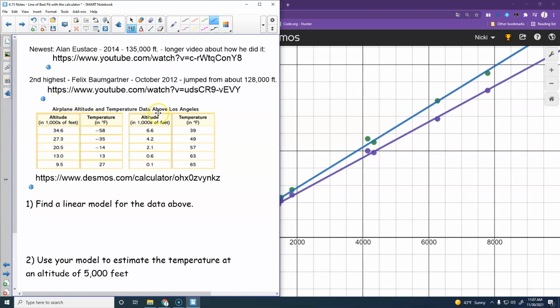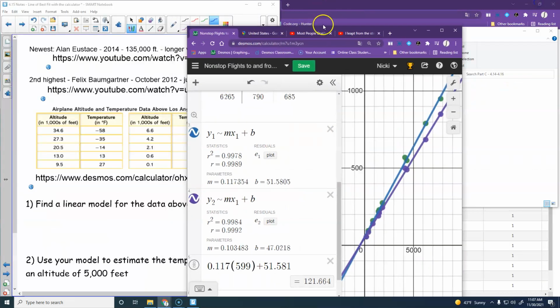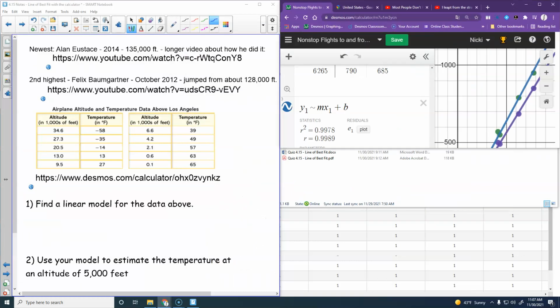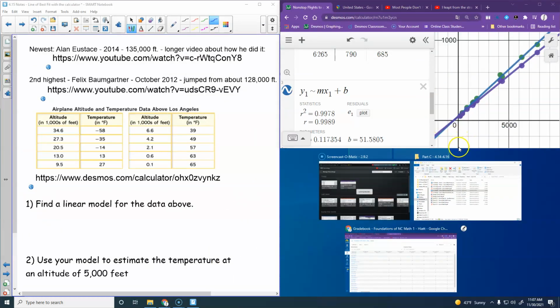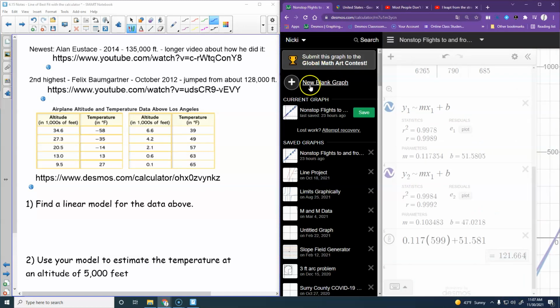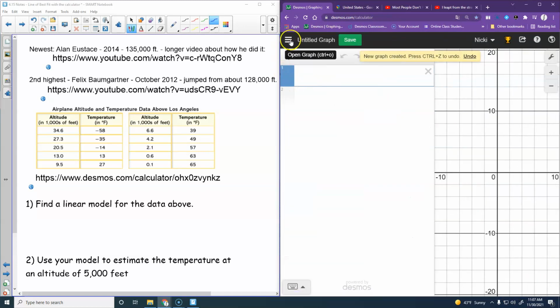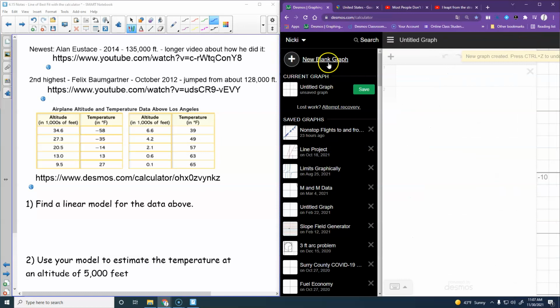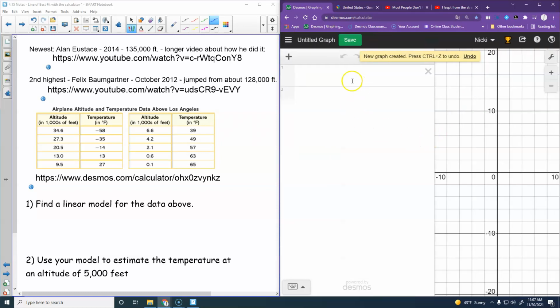So, this data right here gives us altitude and temperature, okay? So, we're going to enter this into Desmos. You have it there on your paper, and I'm going to enter it up here as well. So, just go ahead and do new blank graph. If you hit the three bars right here and tell it new blank graph, that'll be easier. And we're going to hit the plus sign and table, and we are going to enter.